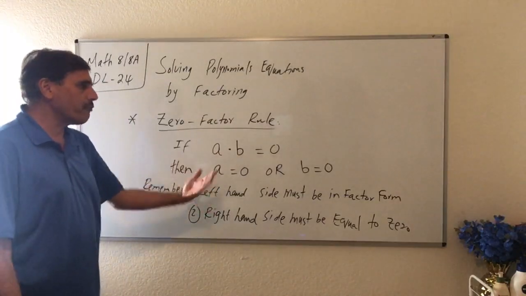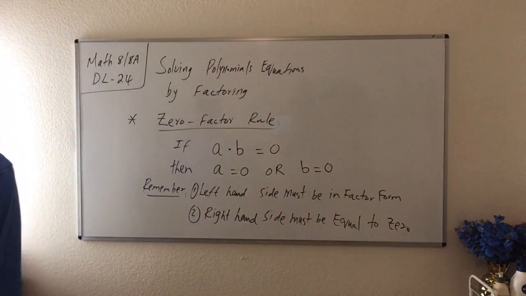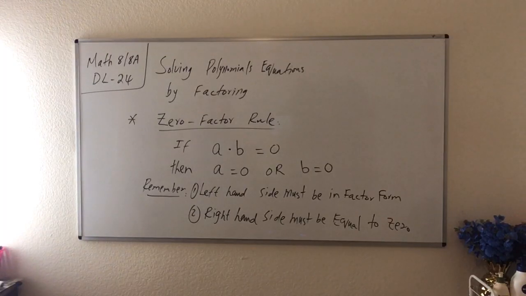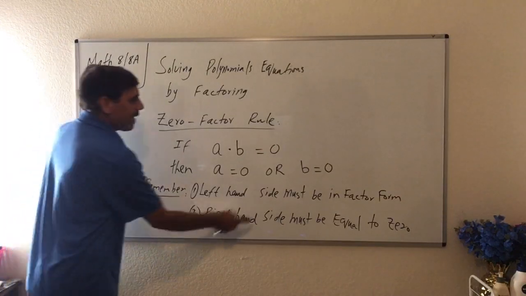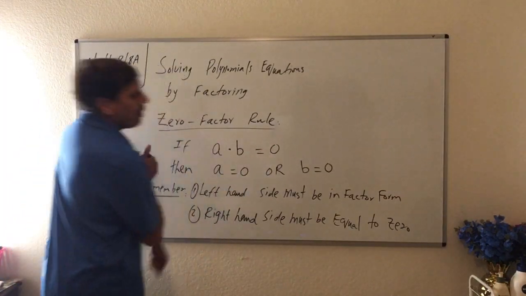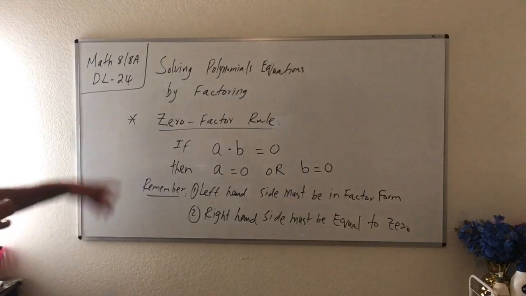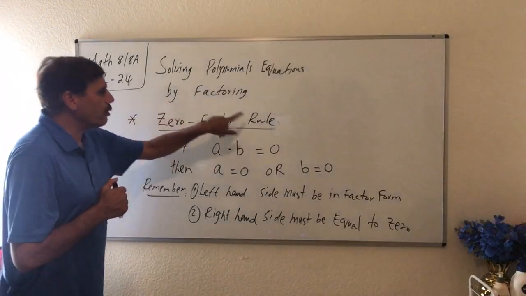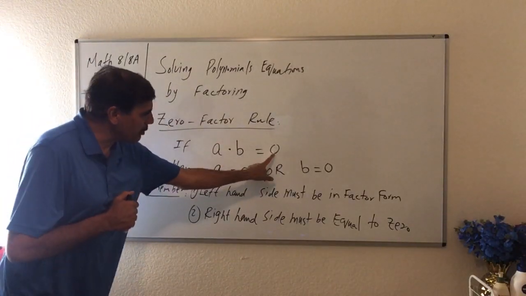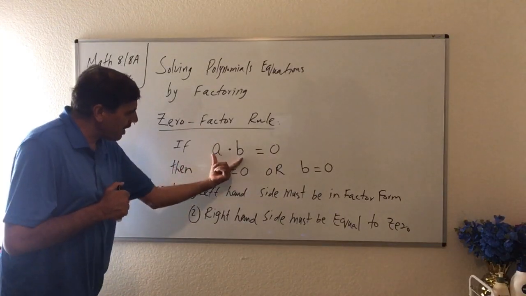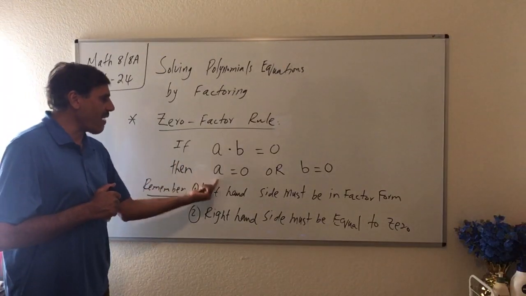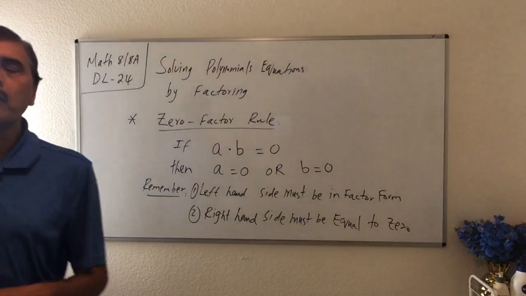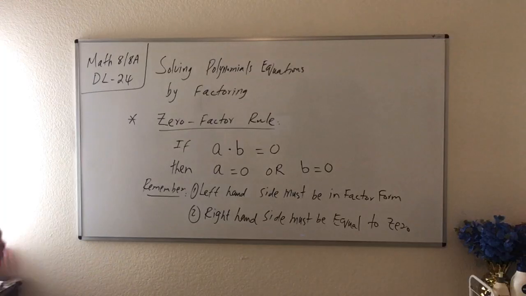And if it's not factored, then we will factor using the X method and all the special cases we'll learn. The second condition is the right-hand side must equal 0. Keep in mind, it's called the zero factor rule, meaning one side must be 0 and the other must be in factored format. Then when we set each factor equal to 0, it becomes a linear equation. So we're going to have two solutions. Sometimes there are more than two, so it depends.